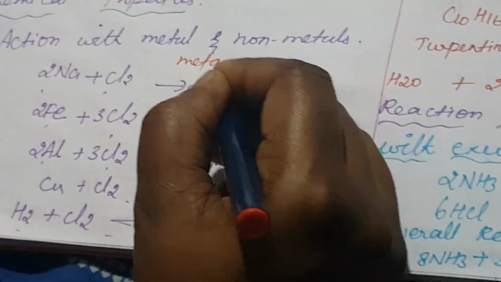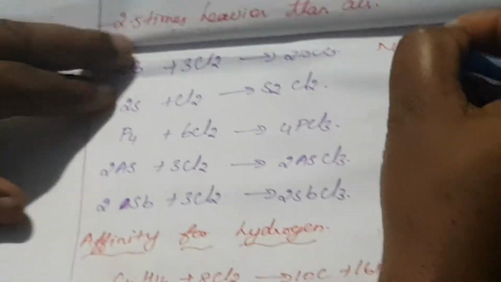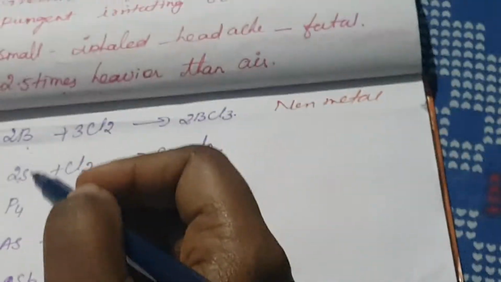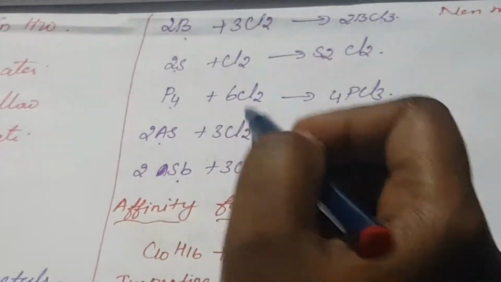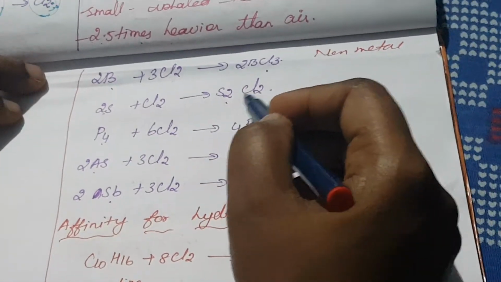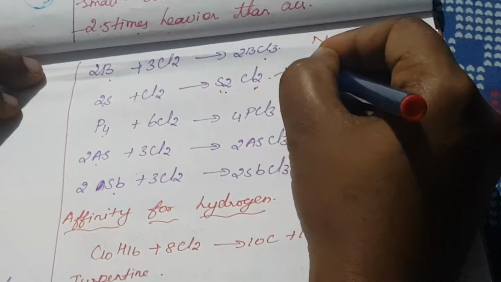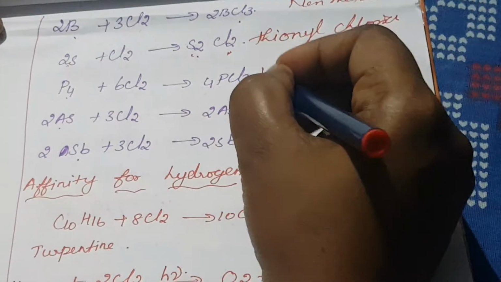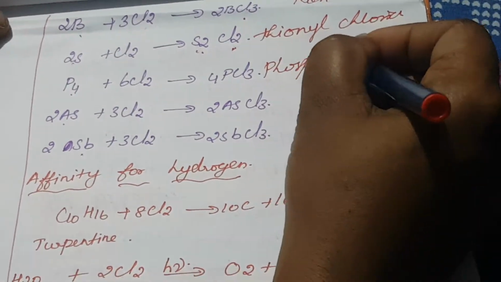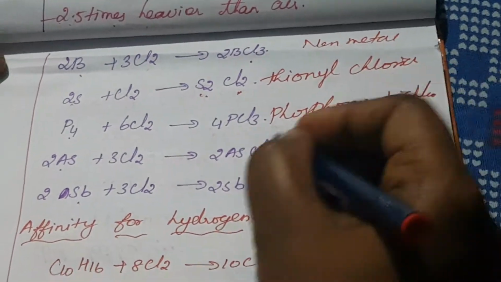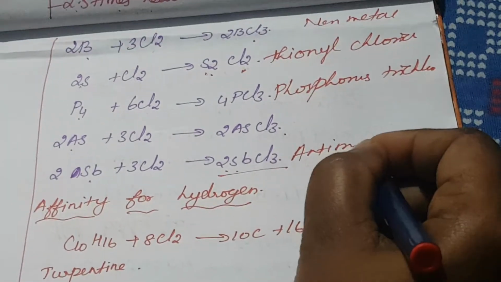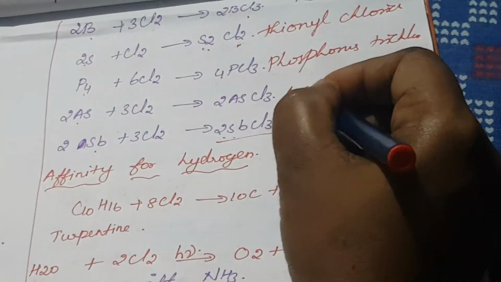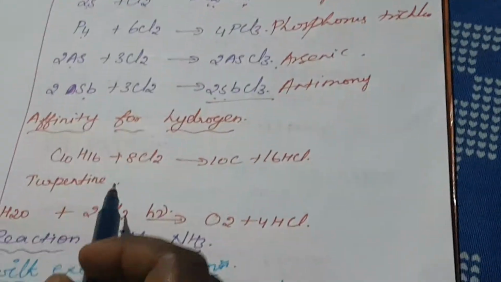These are all the metals. Then the non-metals: boron, sulfur, phosphorus, arsenic, antimony. When they react with chlorine, they form boron trichloride, thionyl chloride, phosphorus trichloride, arsenic chloride, and antimony chloride. SB means antimony.